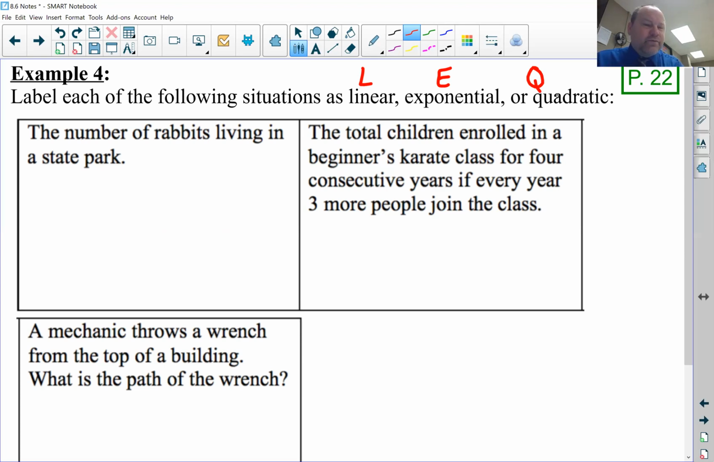So let's call this one number 1, call this one number 2, call this one number 3, and just separate them by parentheses in the chat. What do you think? So if you think it's linear, then exponential, then quadratic, just type in LEQ. If you think it's something different, type in the 3 letters for 1, 2, and 3.